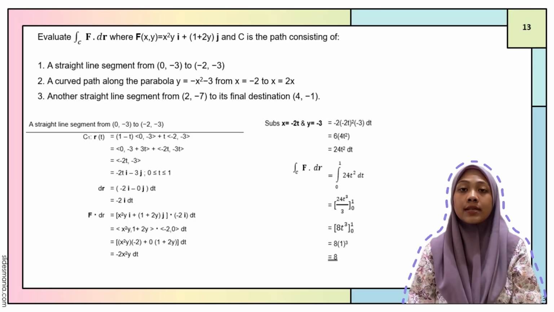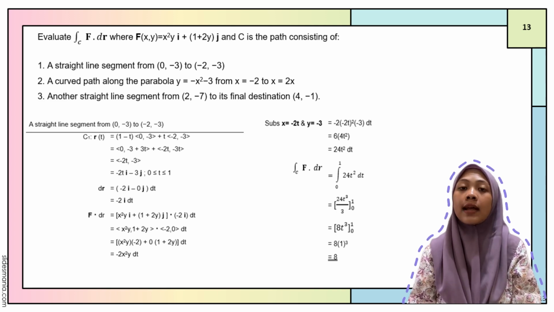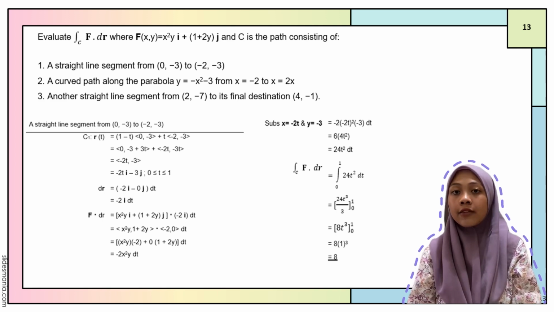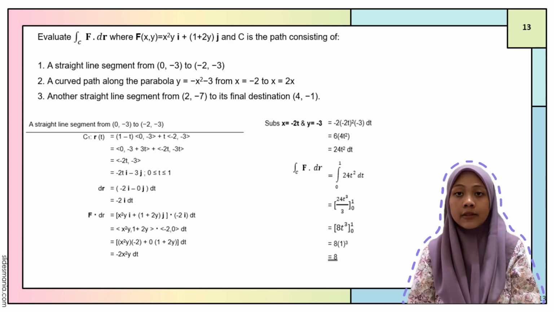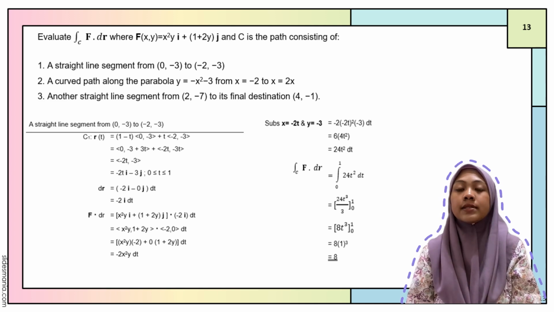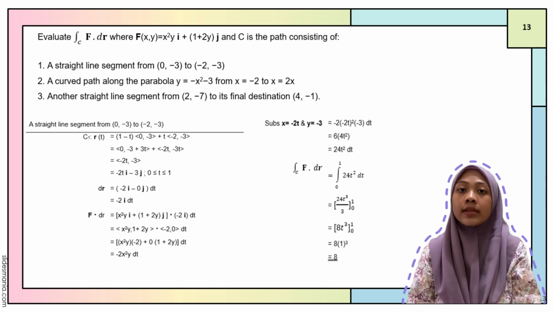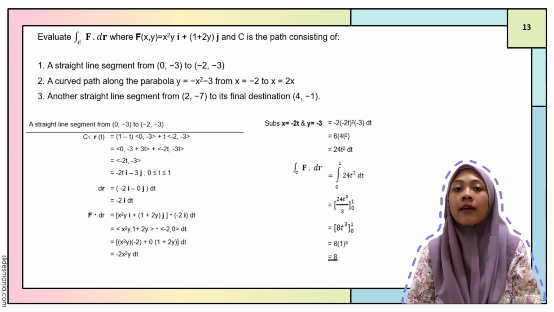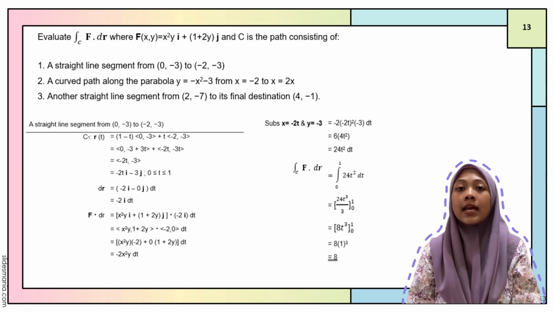So, how will the calculation go? We find each part separately first. For the straight line segment from (0,-3) to (-2,-3), we find r first and get -2t i minus 3j. Differentiate r, then F dot dr. Substitute x equal to -2t and y equal to -3. Then integrate F dot dr and we get 8.